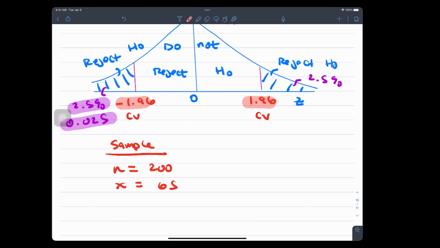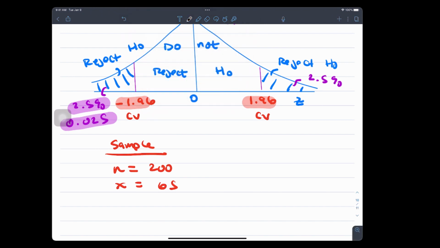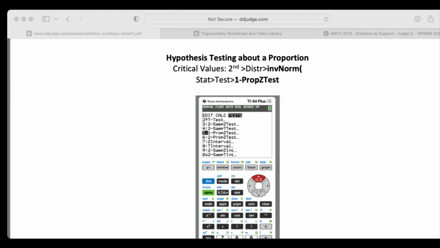What do you guys use in the TI for that test statistic value? What does the TI say? 1 proportion Z test. Okay, I put that in your notes. Where is it? Summary sheet.